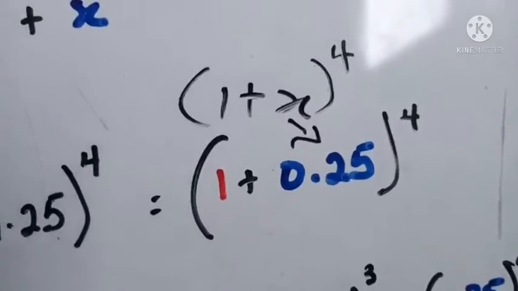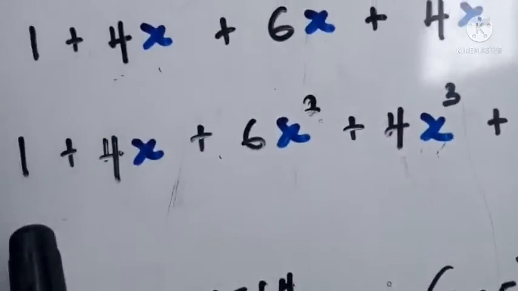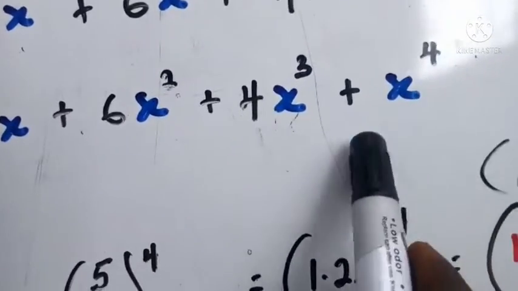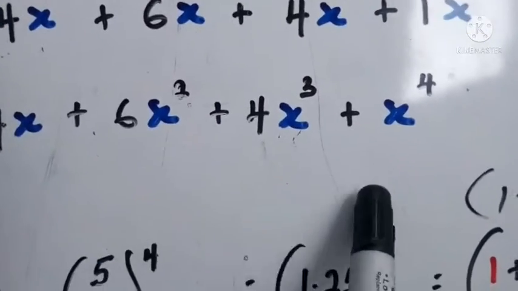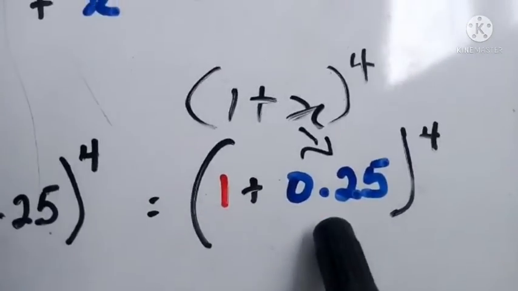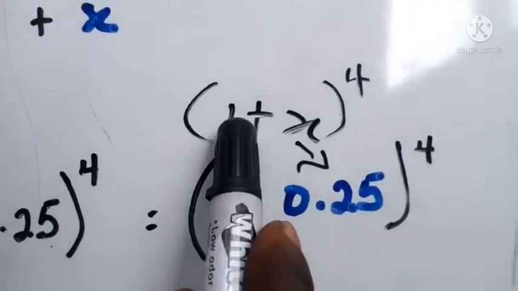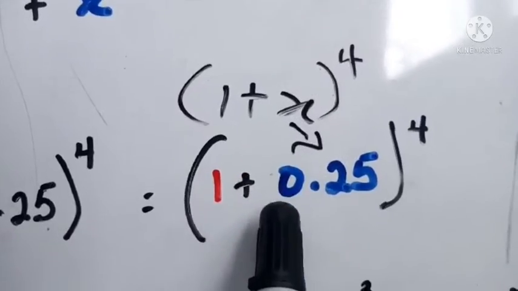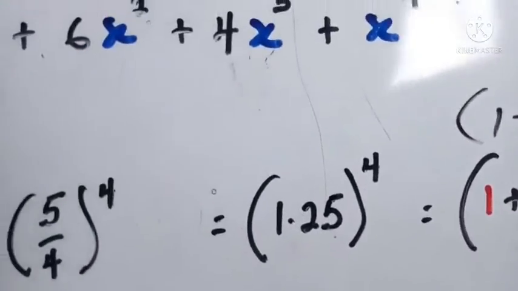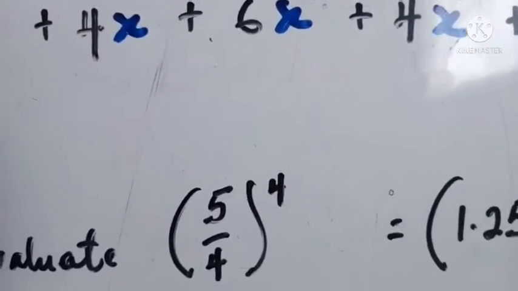Since we know the solution to this, that is 1 plus 4x plus 6x squared plus 4x cubed plus x to the power 4, whenever we see the x here, we can replace that with 0.25. They have to look similar. So this one is there, plus x, which is plus 0.25, and everything raised to the power 4. So wherever you see your x here, replace that by 0.25.